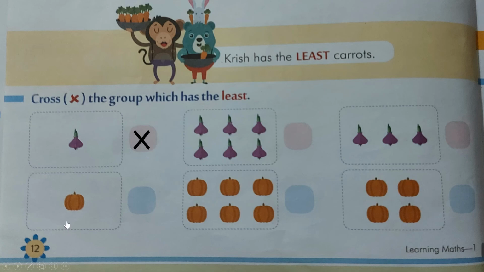And see the next one. Here there are three groups of pumpkins. In the first group there is only one pumpkin. And in the second group there are 6 pumpkins. And in the third group there are 4 pumpkins. Which group has the least number of pumpkins here? Yes, first group has the least number of pumpkins. So what we have to do here? We have to keep the cross mark.